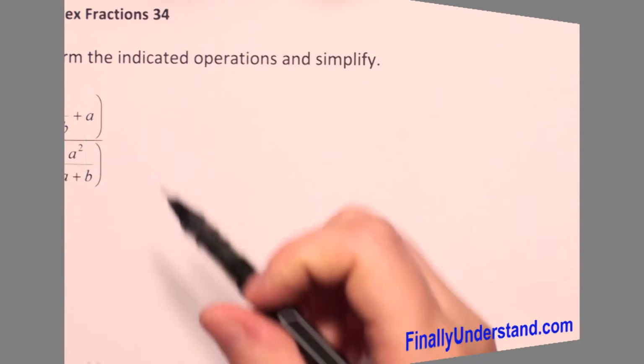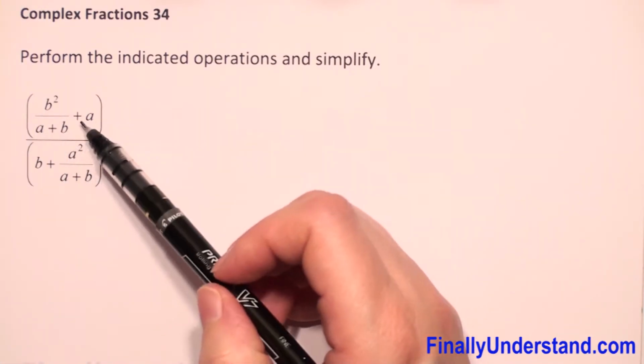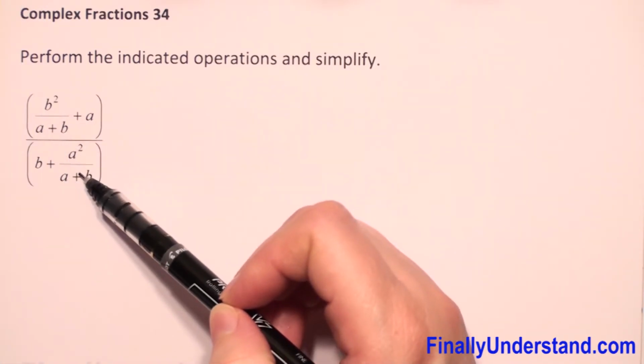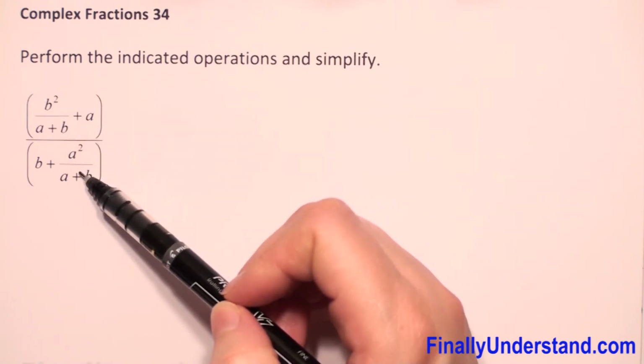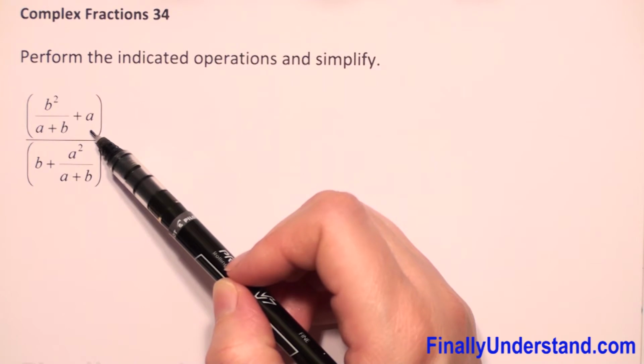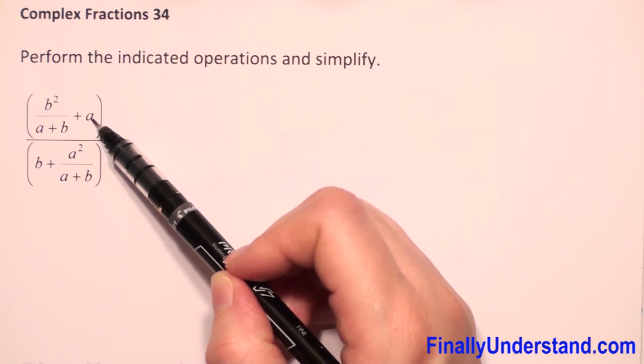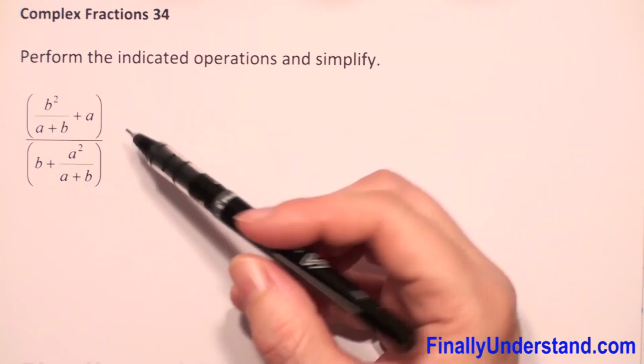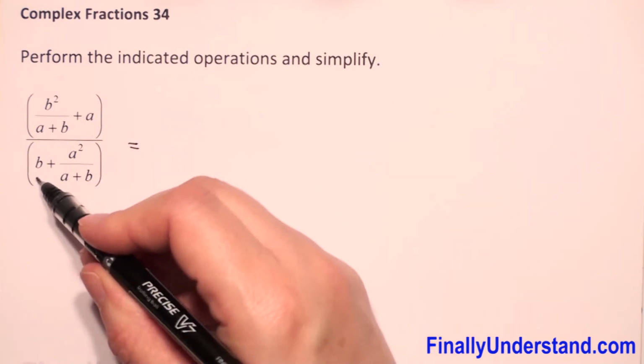We have a complex fraction. First, we have to check what kind of operations we have in the numerator and in the denominator. We have addition and we have algebraic fractions. So, to add, we need to have the same denominator. We have variable a, so I can make a fraction with a. The same will be with b.